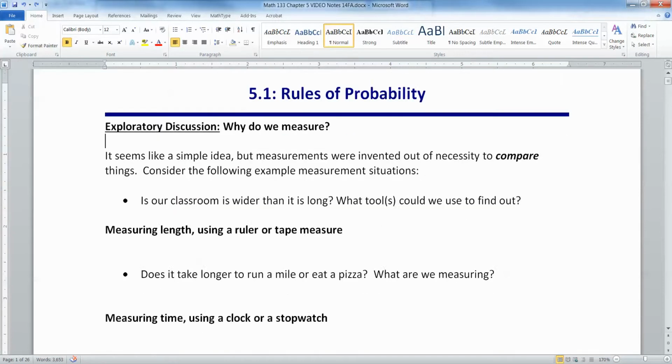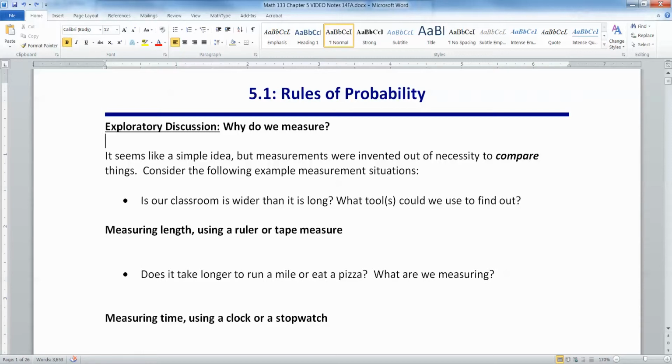So consider the following measurement situations. Is the classroom that you're sitting in wider or longer? And what tool could you use to find out? Well, you'd be measuring length, and you'd use a ruler or a tape measure, or string, that you would count the inches, count the feet, count the yards, etc.